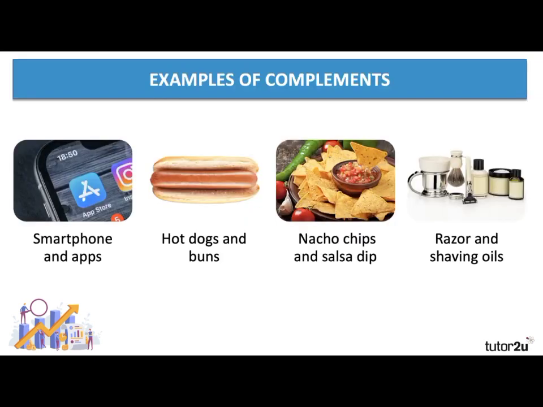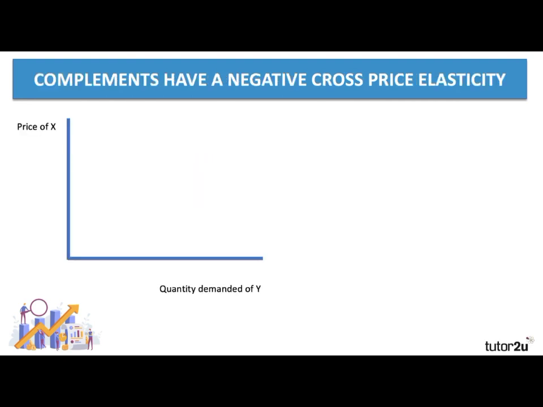Examples, well, here's some good ones, I think. Smartphone and apps, hot dogs and buns, my favourite. Oh, my next favourite, nacho chips and salsa dip. Fantastic example of complementary relationships. Can you imagine having them without each other? Razors and shaving oils and other shaving products are good examples of complements. And complements have a negative cross-price elasticity.